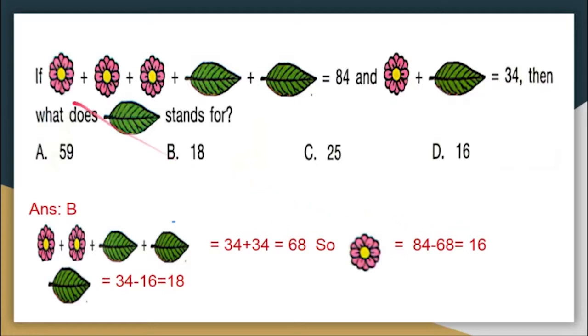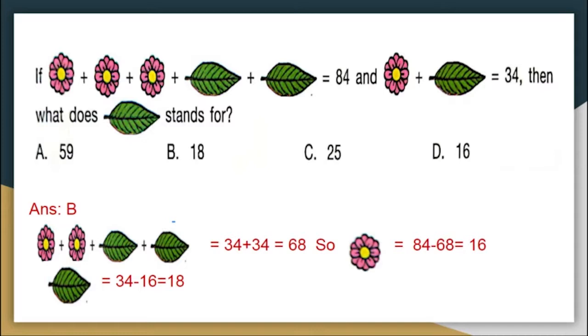If flower plus flower plus flower plus leaf is equal to 84 and flower plus leaf is equal to 34, then what does the leaf stand for? This is a question on picture computation, and questions from picture computations involve some pictures which are given, and based on the given information you have to do some computations to find out the answer. What are computations? Computations are like additions or subtraction or multiplication or division, some operation you are performing.